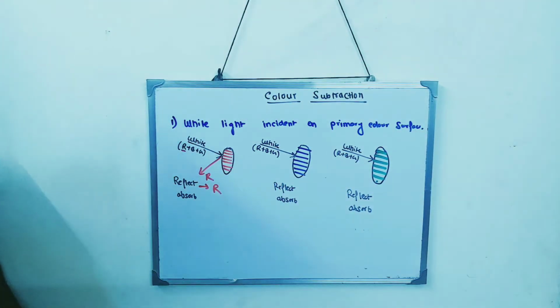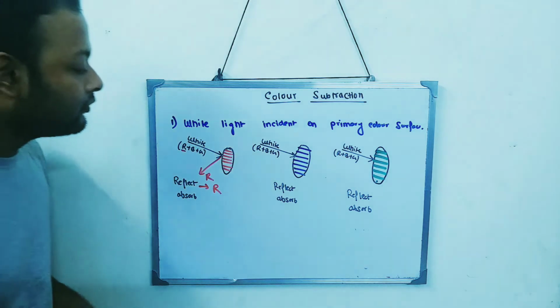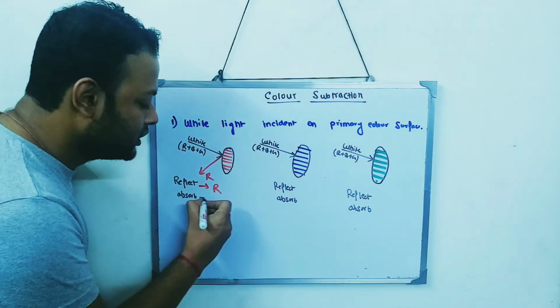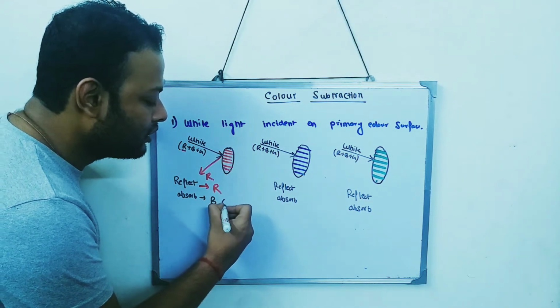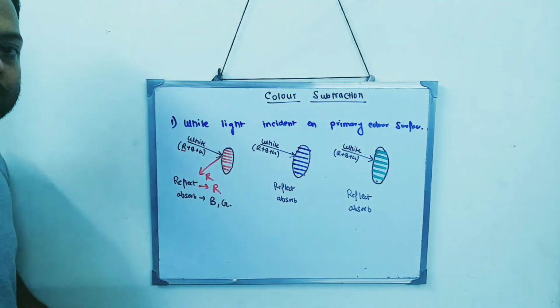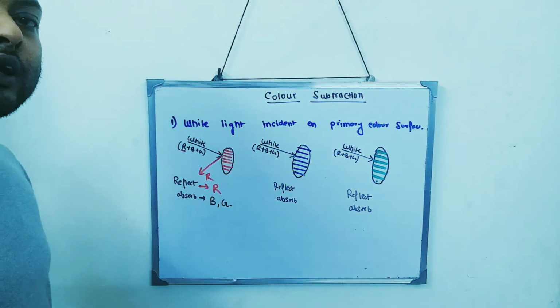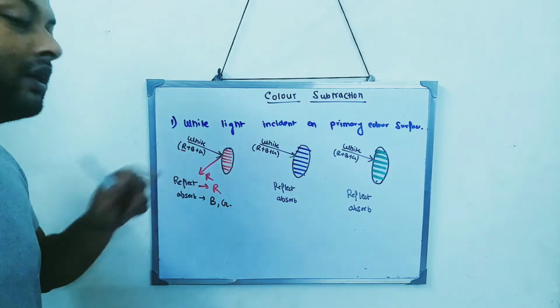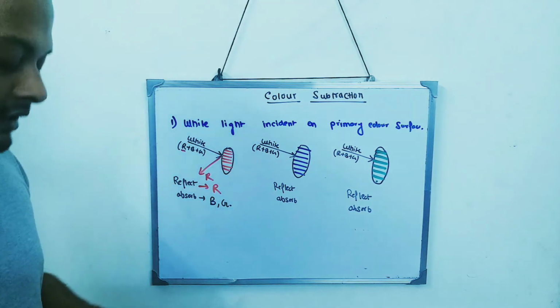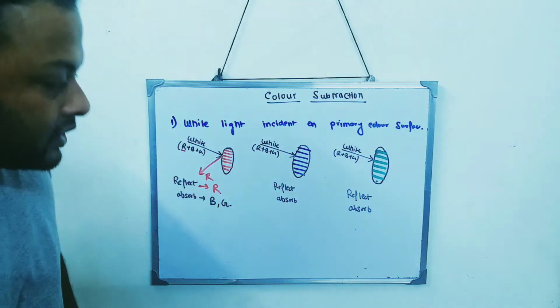And which colors will get absorbed over here? The other two colors, which are the blue and green. Easy to understand. So a red color surface reflects the red light. Similarly, you think about this part.